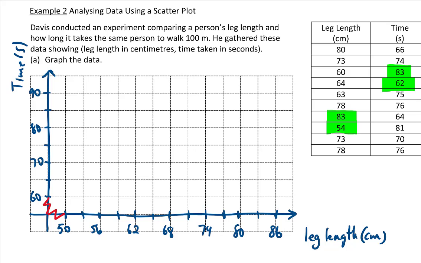Next we start by plotting points. Our first point is 80 and 66. So we go over to 80 along the x, and we try to get close to 66 along the y. There's our first point. Then we go to 73, 74. So 73 along the x, and 74 along the y. And then continue graphing the points from there.